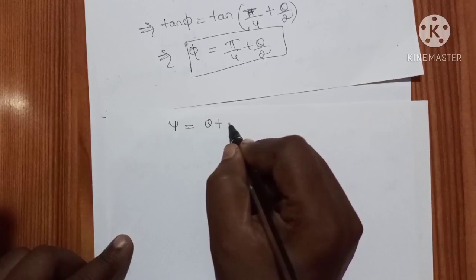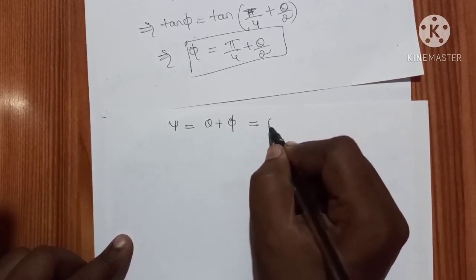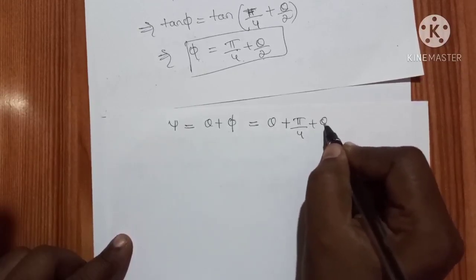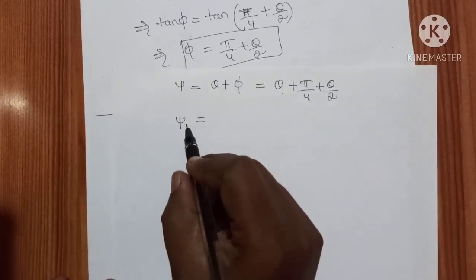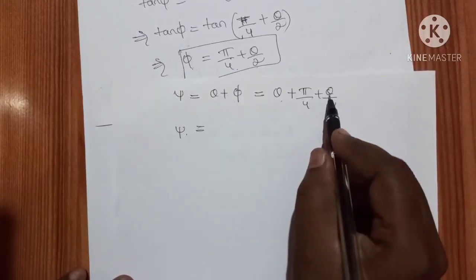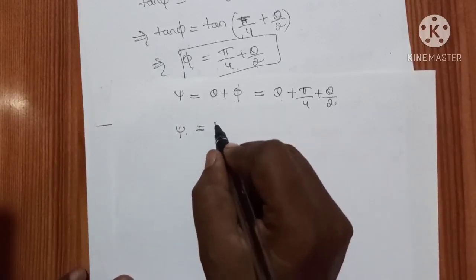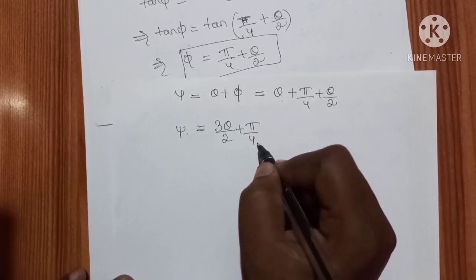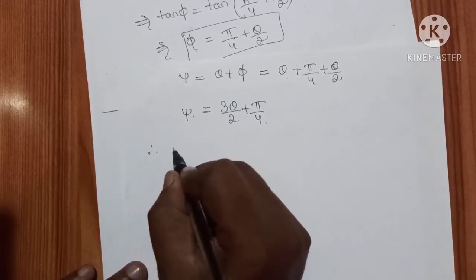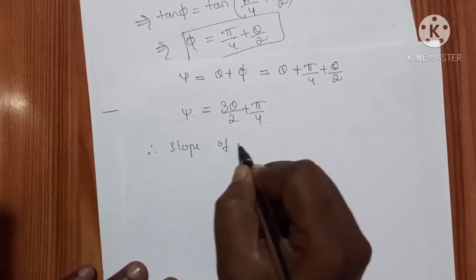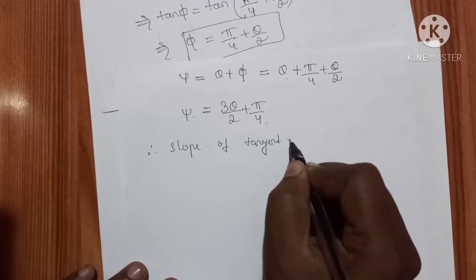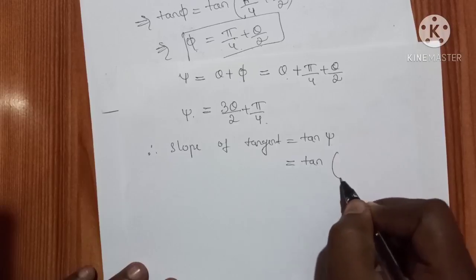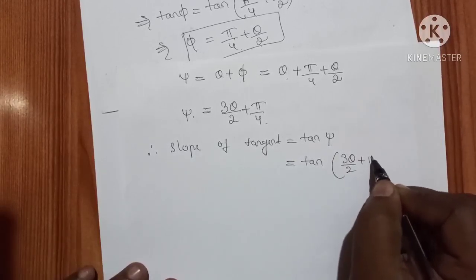In order, psi is theta plus phi, which equals, keep theta as it is, plus substituting phi value we get pi by 4 plus theta by 2. Therefore psi is equal to theta plus theta by 2, which gives 3 theta by 2 plus pi by 4. Okay, this is psi value. Therefore slope of tangent is tan psi, which equals tan of 3 theta by 2 plus pi by 4.